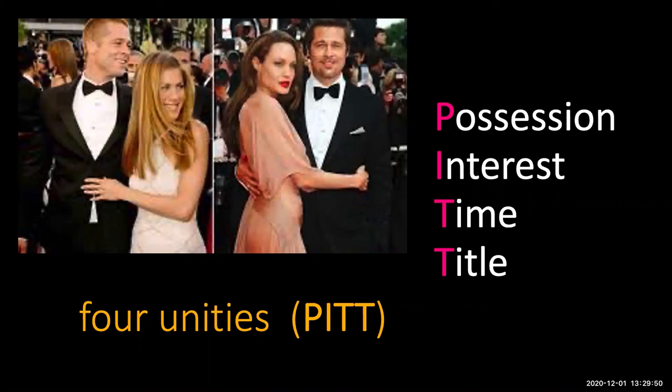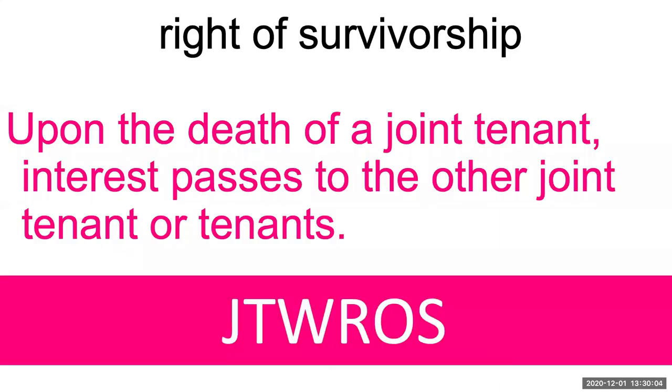You took title at the same time, meaning ownership at the same time, and you're all on one title. So it's basically one deed. You all own it together. Okay, so four unities, PITT. It also has what's called the right of survivorship. Joint tenancy with right of survivorship. What that means is if Jerry and I own a property together 50-50, if I pass away, it automatically goes to her. Even if I have a will that says it's going to go to my niece or nephew, it doesn't matter. The fact that I own it as joint tenancy, it's joint tenancy with right of survivorship. So it automatically transfers.